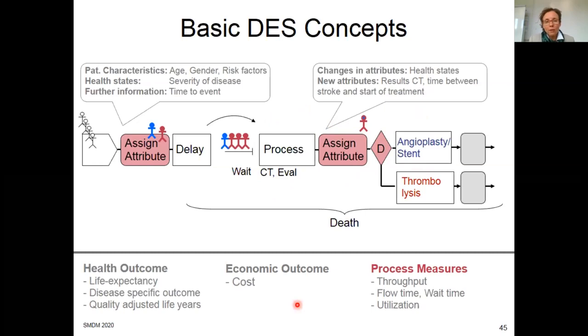In all our models, what we look at are health outcomes. This could be life expectancy, quality of life, or disease-specific outcomes. And we look often at economic outcomes, costs. Something that we can evaluate in discrete event simulation, because we model our resources explicitly, is so-called process measures. So it's throughput, it's flow time, waiting time, or utilization. So throughput, how long it would take for the evaluation or to get cured.